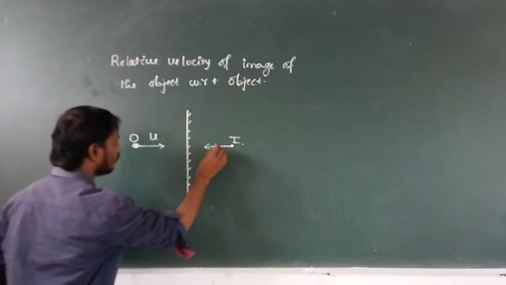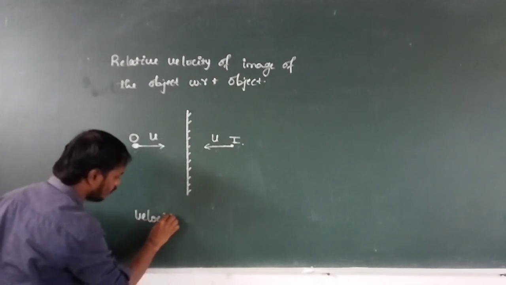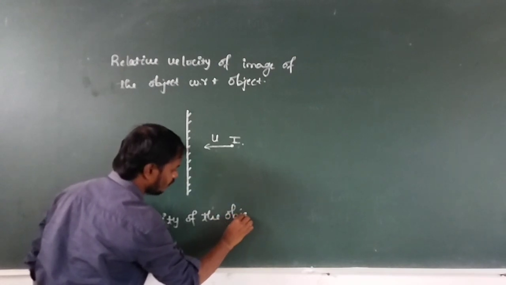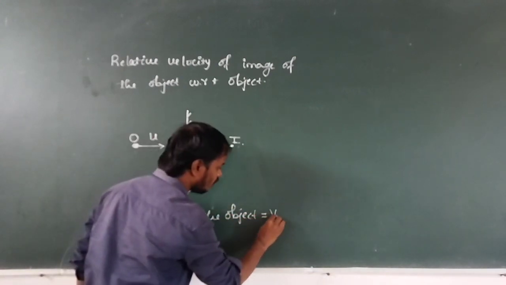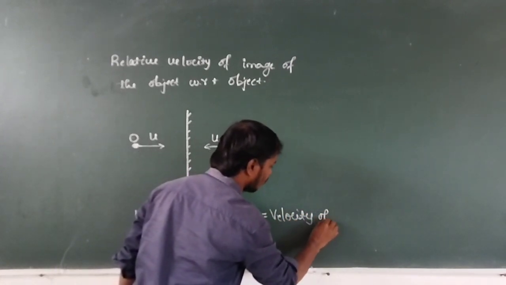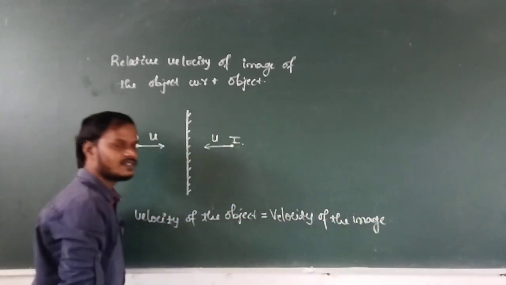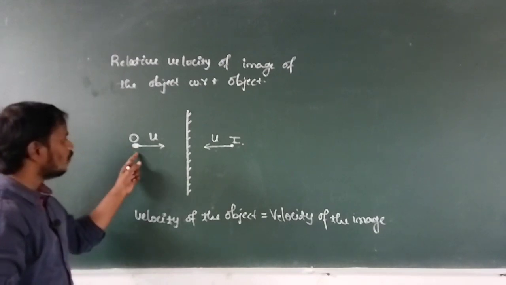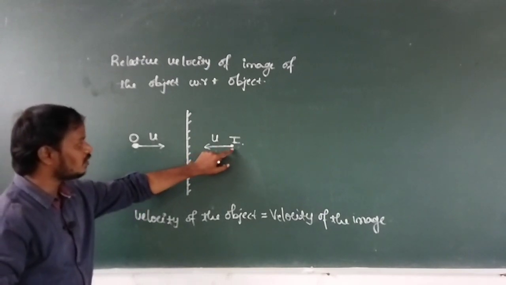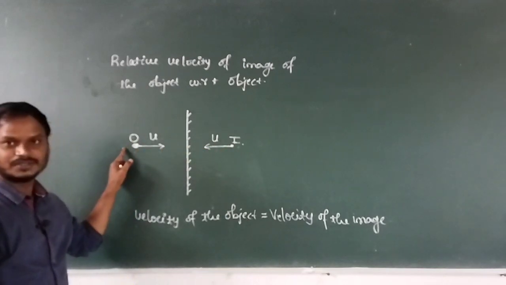It means the velocity of the object is equal to the velocity of the image of the object. Both are equal in magnitude. But what is our aim? Our aim is to find the velocity of the image with respect to the object. What is the velocity of the image with respect to the object?